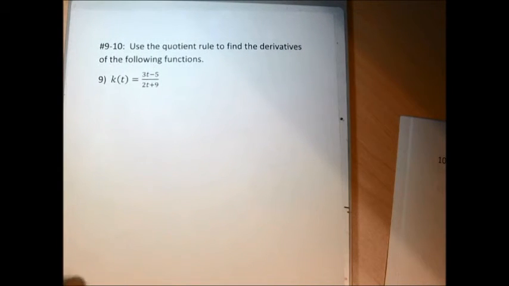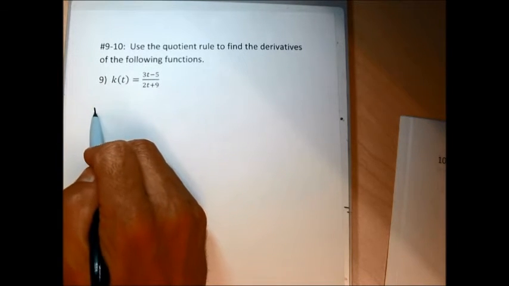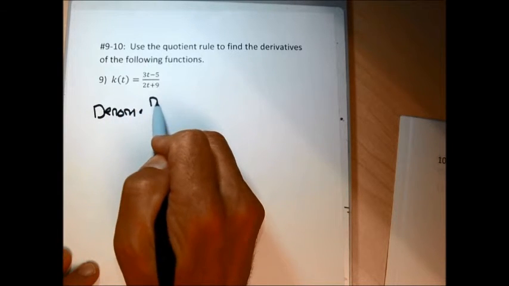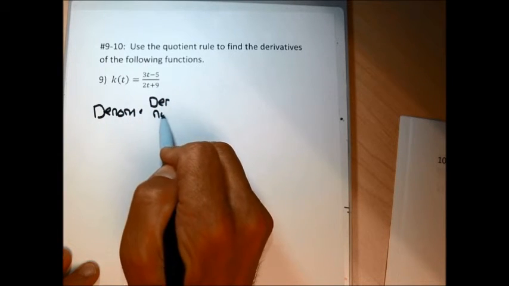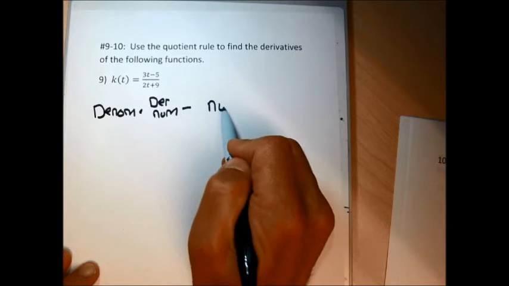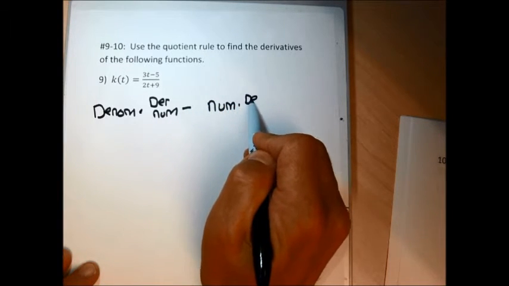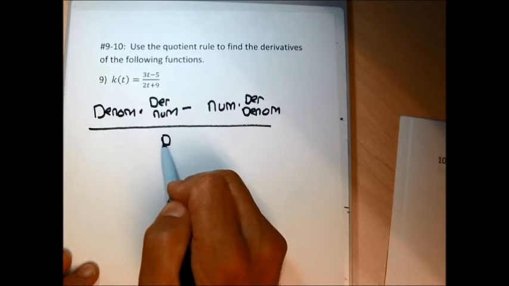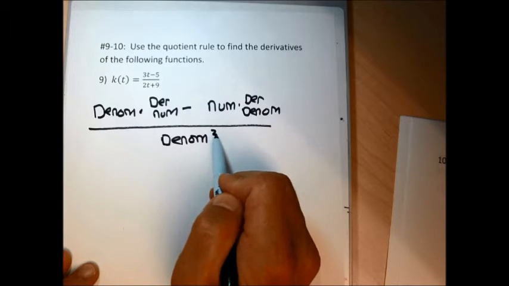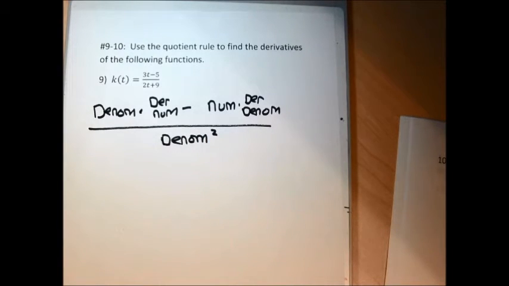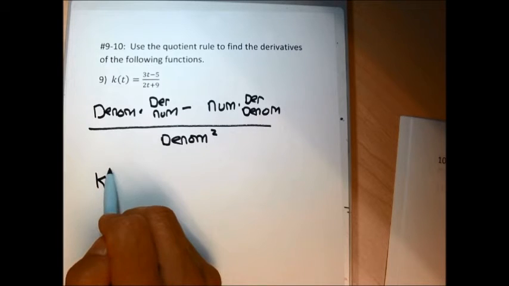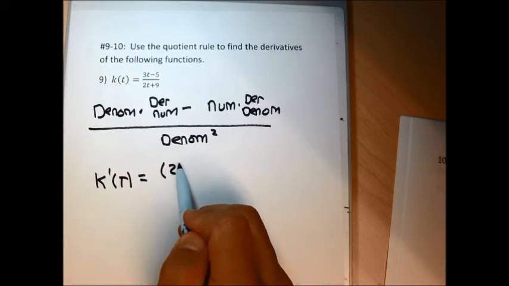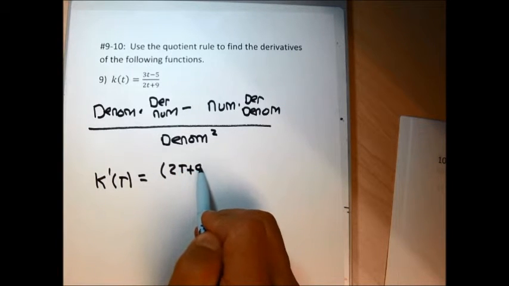9 and 10 want me to use the quotient rule. And the quotient rule is the denominator times the derivative of the numerator minus the numerator times the derivative of the denominator all over the denominator squared. So I'll start to do that. I'm going to write k prime of t, and I need to put the denominator in a parentheses because it's a binomial. So for the denominator part, I'm going to write 2t plus 9.